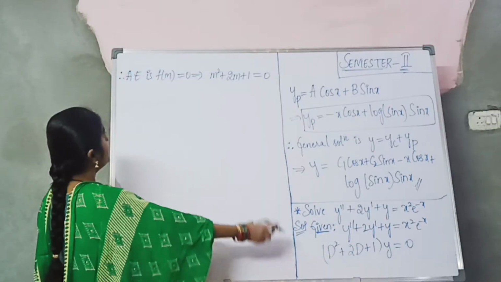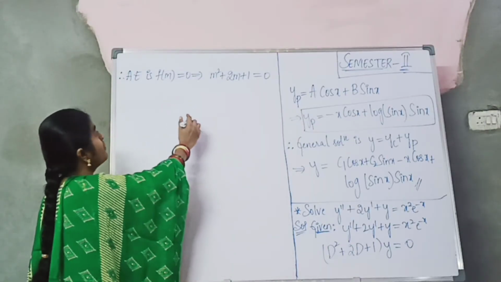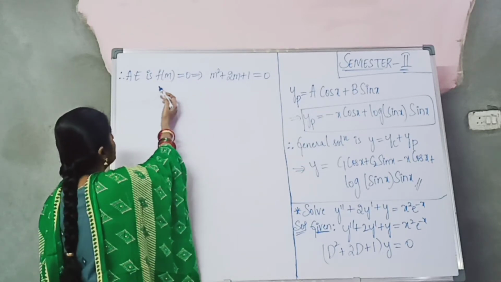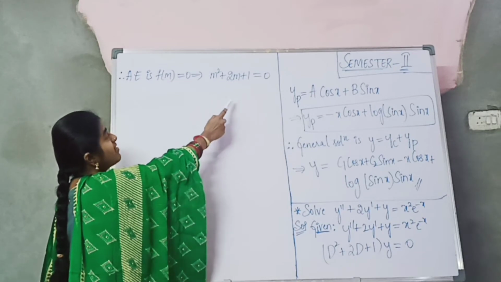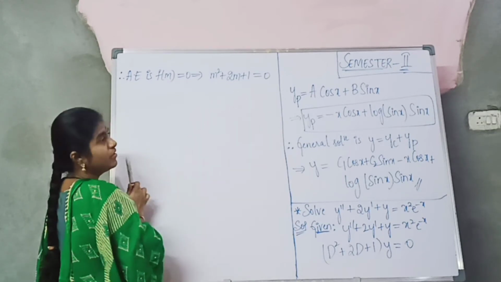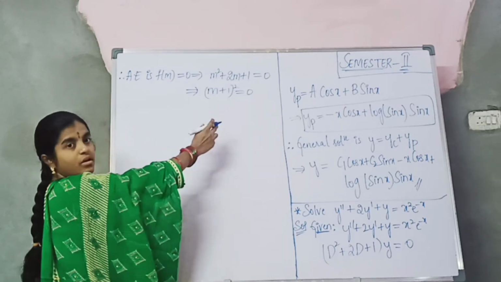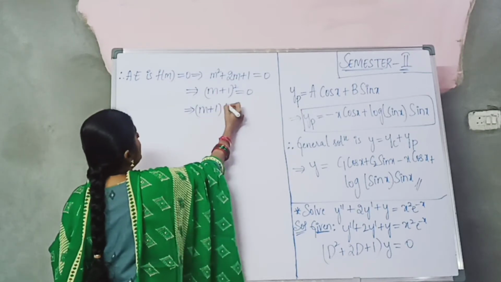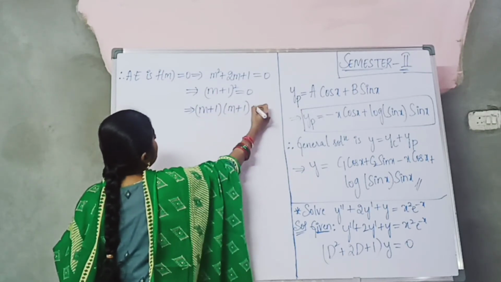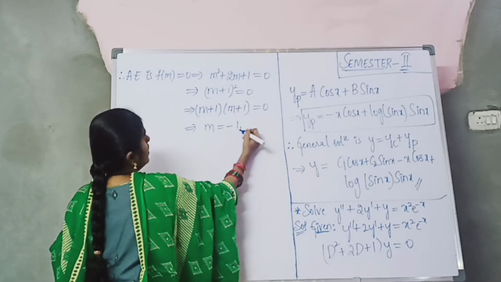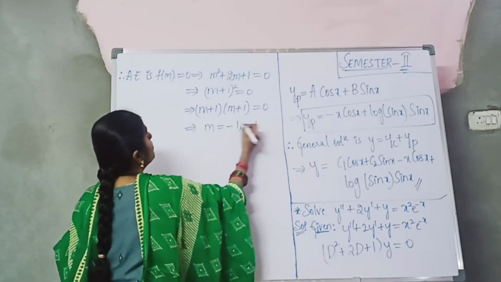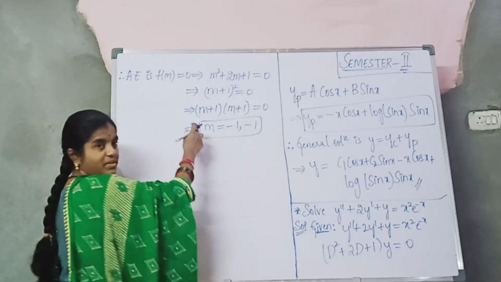Now this equation should be written in the form of the auxiliary equation. So the auxiliary equation is f of m equals 0. So m square plus 2m plus 1 equals 0. This can be written as (m plus 1) whole square, that is (m plus 1) into (m plus 1) equals 0. So what are the roots here? m equals -1, -1. These are the roots of the equation.